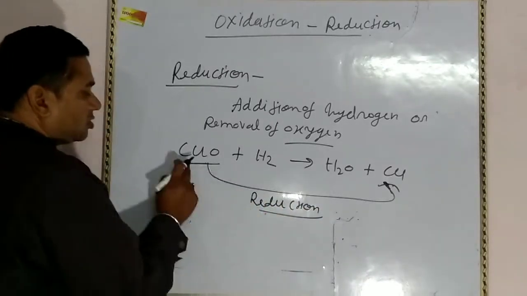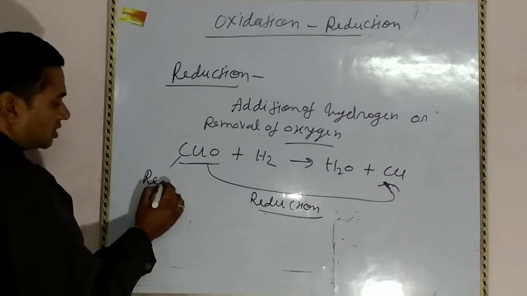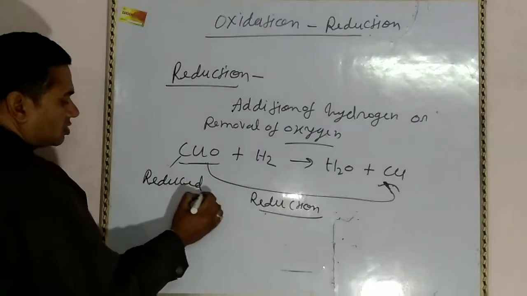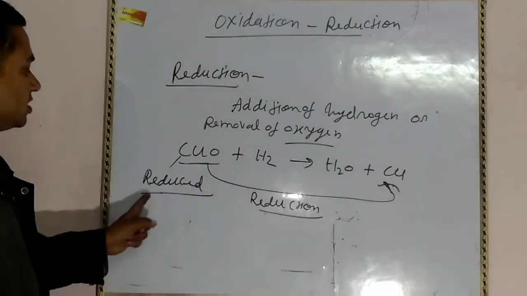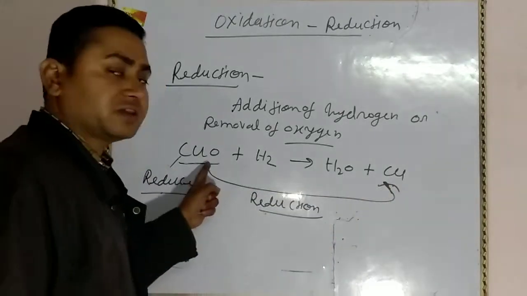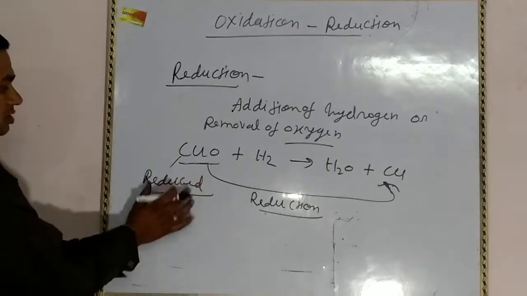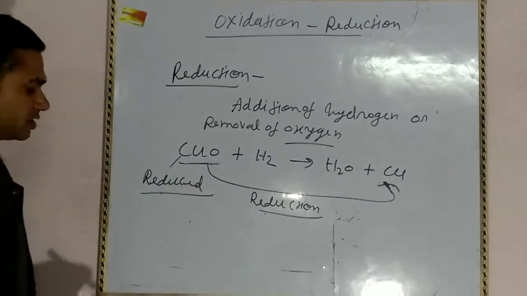So reduction in copper oxide. Here we can write this is reduced. Copper oxide has been reduced into copper. Copper oxide reduced into copper. So this is the example of reduction.